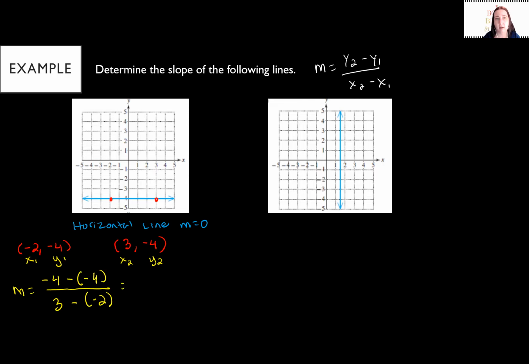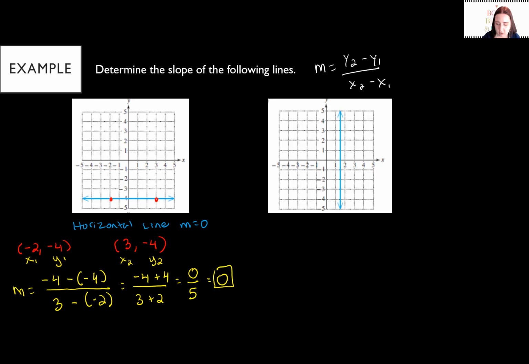So when you subtract a negative, you're adding, so this is -4 plus 4, and then 3 plus 2. So -4 plus 4 is 0, 3 plus 2 is 5, and 0 divided by anything is 0. So we get a slope of 0. So if you don't have memorized that a horizontal line has a slope of 0, you can find it, but it's much faster to look at it, say, oh, this is horizontal, my slope is 0. You don't have to do any of that work.